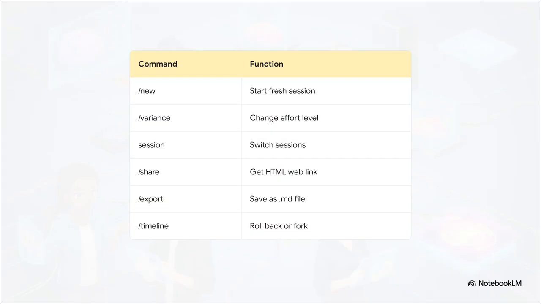Now, to juggle all this execution, OpenCode hooks you up with a whole suite of rapid-fire commands. We already mentioned /new to open a fresh context window, but then there's the /variance command, which is just fascinating.